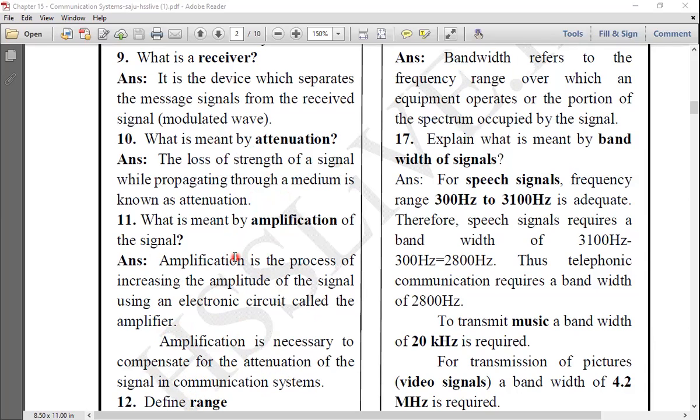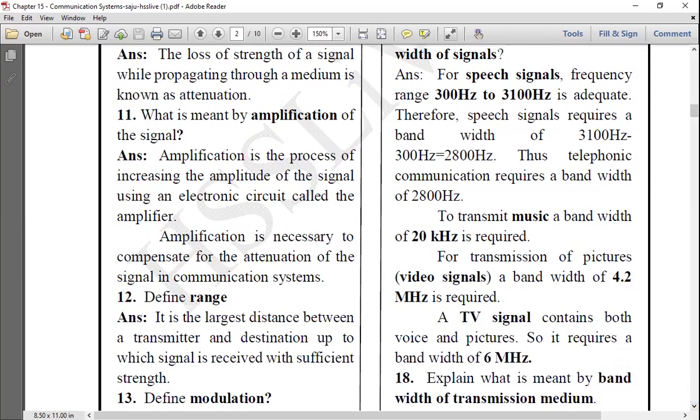One simple example I will tell, which is just related. We know mic and loudspeaker. So what happens there? It amplifies the signal. Yes, no. Clear? Loudspeaker and microphone. You are speaking with very low voice, but it will amplify. Yes, no. And amplification is necessary to compensate for the attenuation of the signal in communication system. Okay.